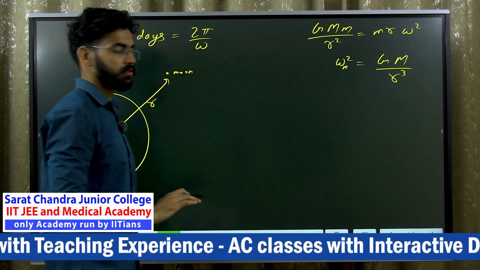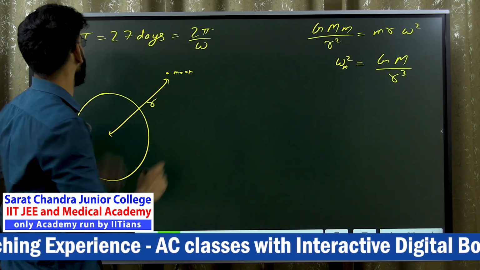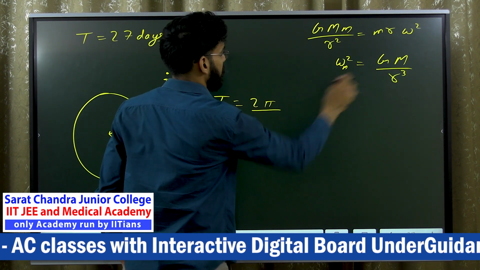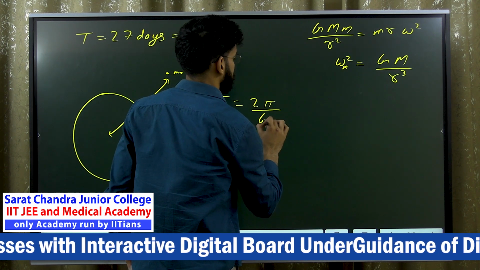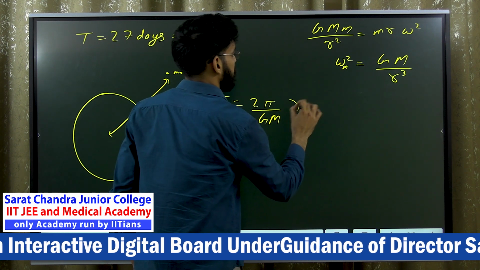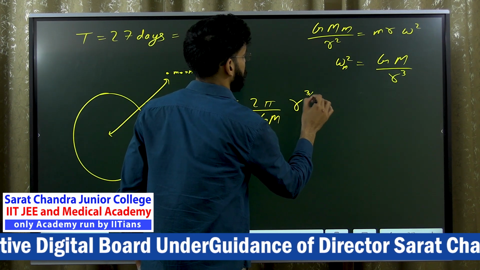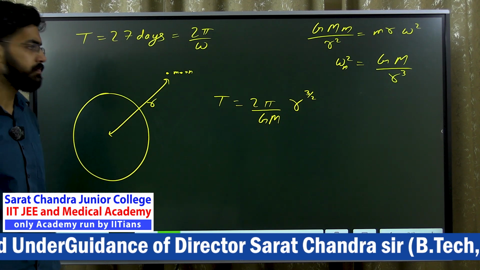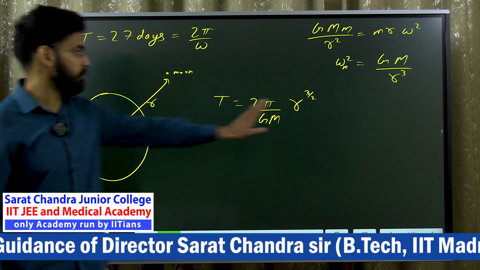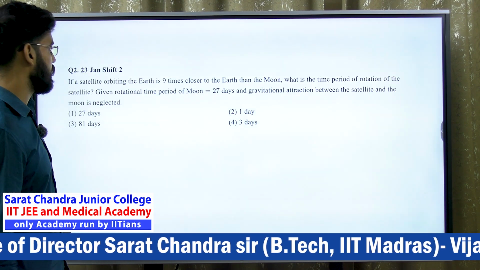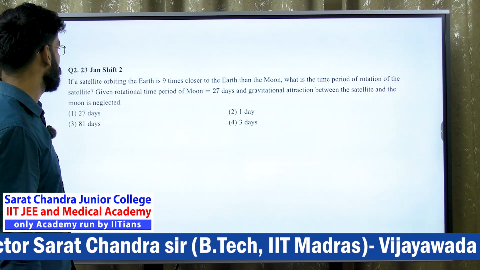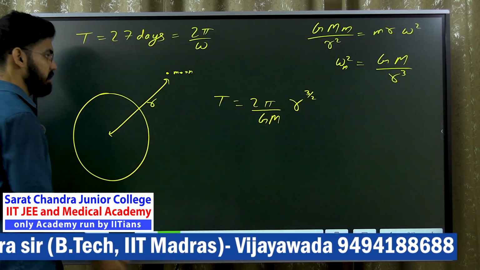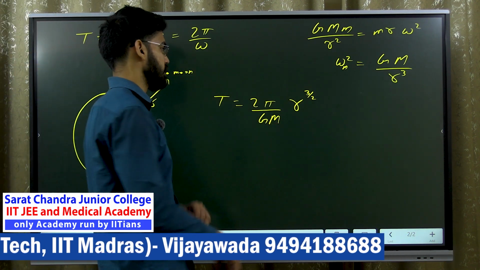Understood? So if I put the value here, what I got, that time period is equal to 2 pi by omega. Omega, if I put, this will get capital G, capital M, and r raised to power 3 by 2. That's what I got. Now see, this is the formula which is kept. Now he is saying that if the satellite is 9 times closer, means r is what? r by 9. Then what will happen?